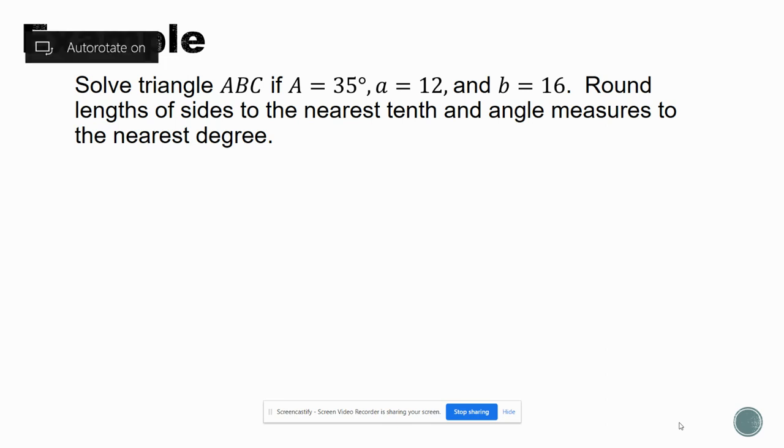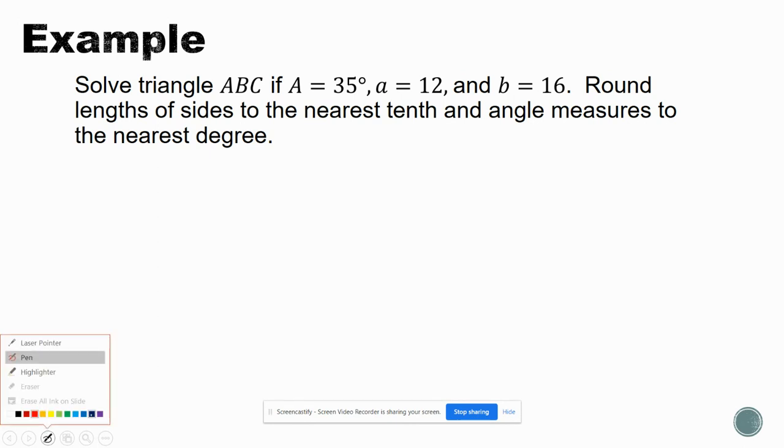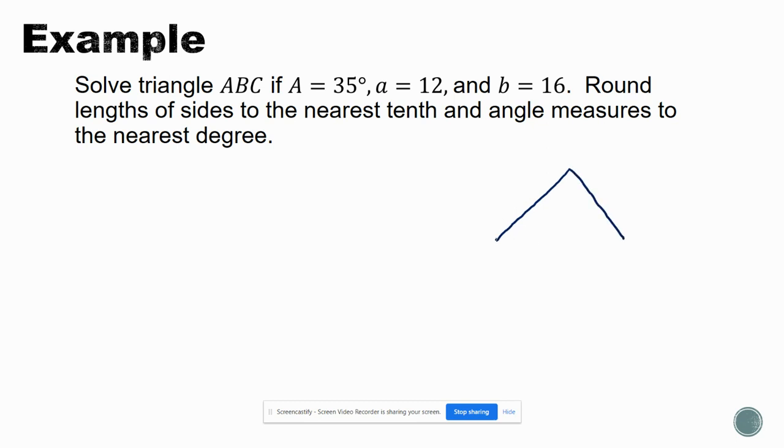Let's look at another example. Say I wanted to solve the triangle ABC, and I am told the following. A is a 35-degree angle, the side of A is 12, and the side of B is 16. So if I'm just sketching a picture, say this is my triangle, ABC. Once again, A is a 35-degree angle, side A would be 12, and side B would be 16.